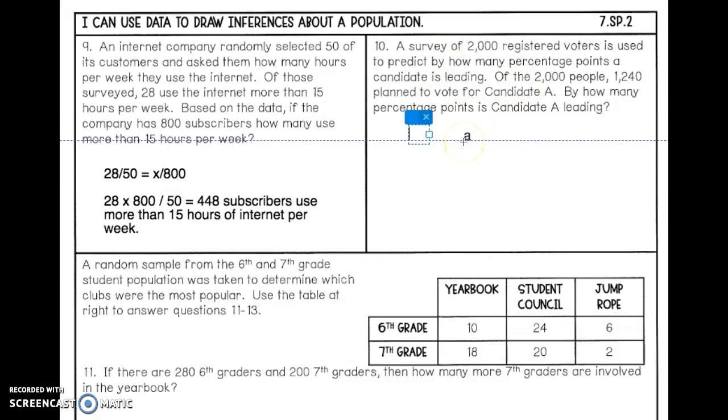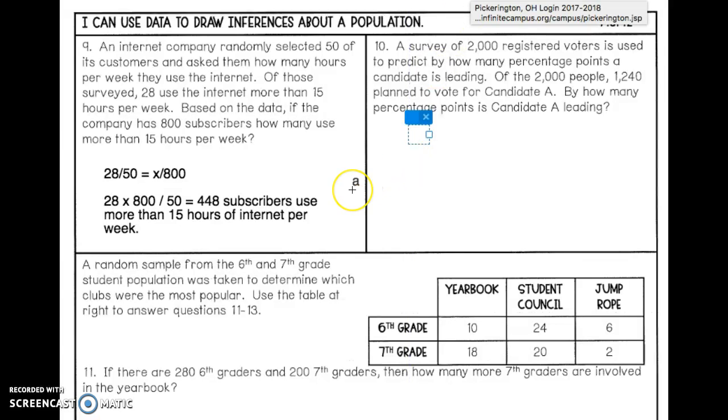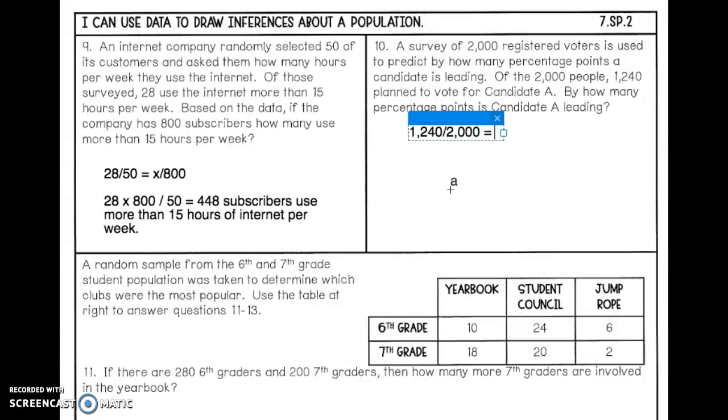Alright, number 10. A survey of 2,000 registered voters is used to predict by how many percentage points a candidate is leading. Of the 2,000 people, 1,240 plan to vote for candidate A. By how many percentage points is candidate A leading? So we can set up another proportion: 1,240 over the total 2,000. Since it's a percentage, we want to put x over 100, because percents are over 100. Then we take 1,240 times 100 divided by 2,000, and that will get us 62%.